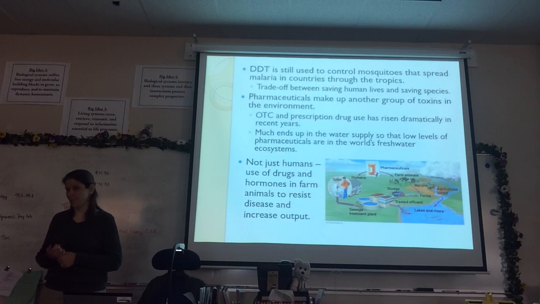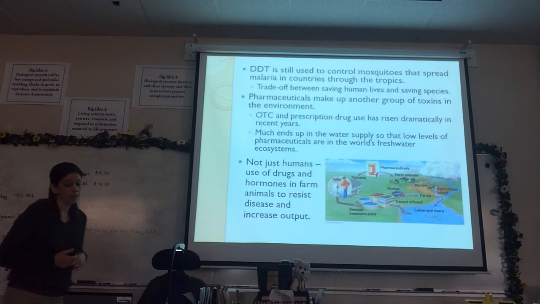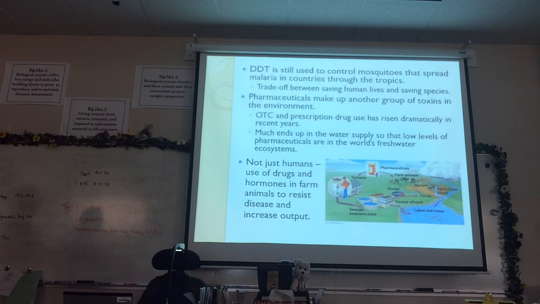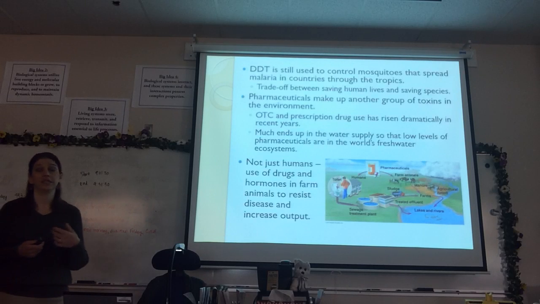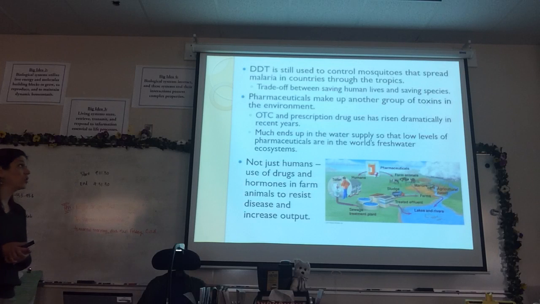DDT is still used, not domestically, but it is used to control mosquitoes that spread through countries in the tropics, especially malaria-stricken countries where mosquitoes can kill people with the diseases that they carry. DDT was used again very recently because of the Zika virus, right? We weren't really sure what was going on with that, but we knew that mosquitoes were part of the problem. DDT again was used. So there are definitely trade-offs between saving human lives and saving species, right? And we don't always have an easy answer to that question.